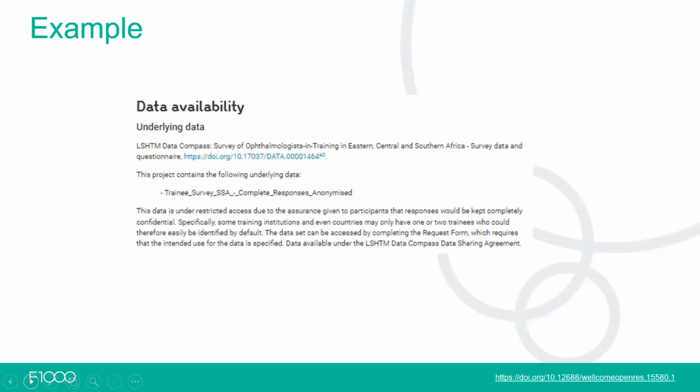Now here is an example of a data availability statement, which is a restricted data. So you can see that the data set can be accessed by completing the request form, which requires that the intended use for data is specified. So if you are a researcher, you want to access the data on the ophthalmologists in training in Eastern, Central, and Southern Africa, you need to apply for the access, get the request form, and share your intention behind using the data.